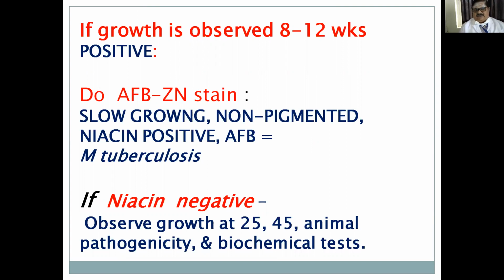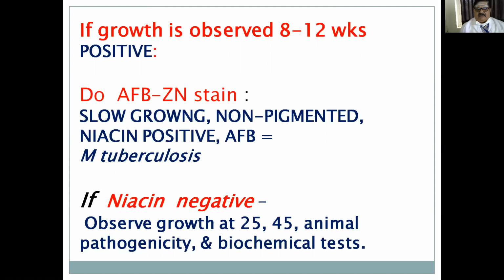And do an acid-fast staining, Ziehl-Neelsen's method. So slow growing, non-pigmented, niacin positive, acid-fast bacilli: these are the characters that confirm Mycobacterium tuberculosis. So please do a staining of the growth that has occurred, and if you observe a slow growing, non-pigmented, niacin positive acid-fast bacillus, it is Mycobacterium tuberculosis.